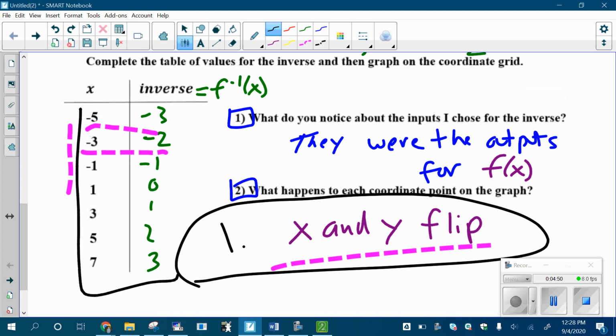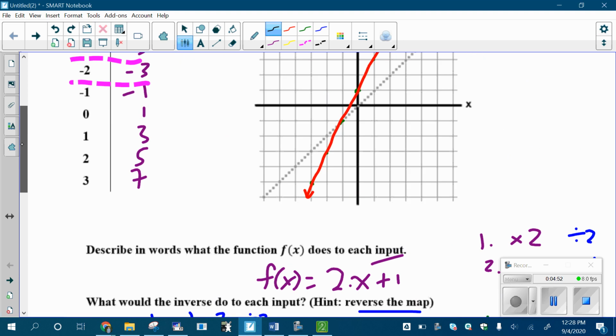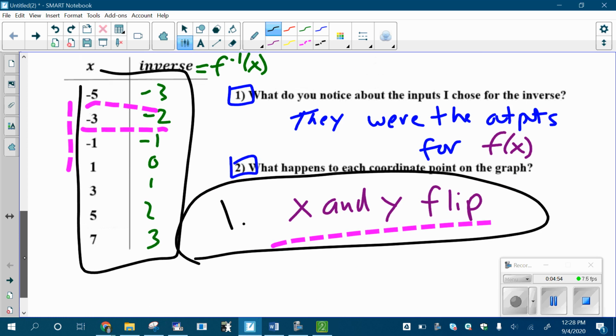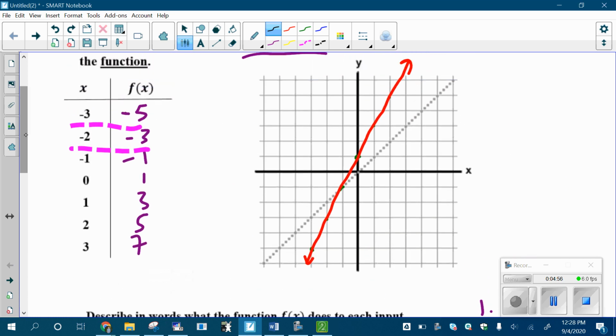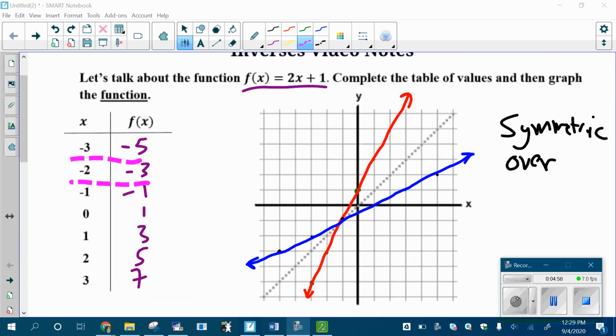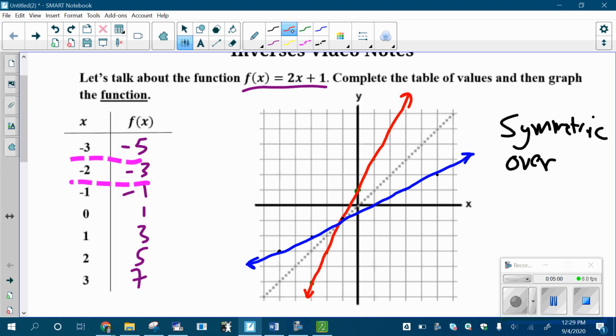Can you go ahead and pause and graph these points on the same axis up here? So pause and go ahead and graph those on the same graph. Oh, so that red graph that we had originally was our function f of x, and this blue one was the inverse. I just got those points from the table down there.